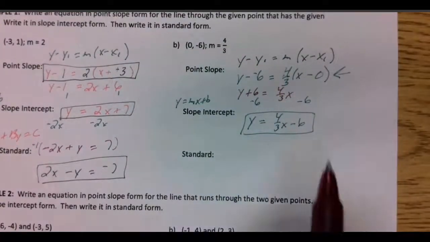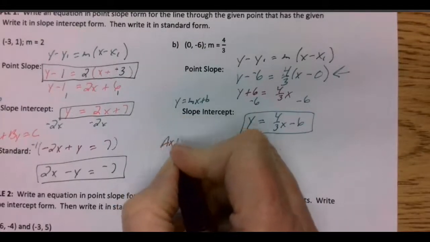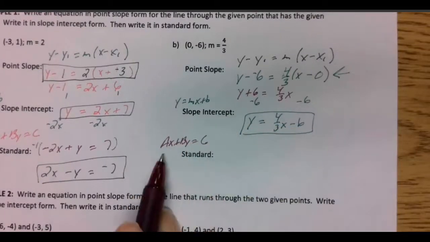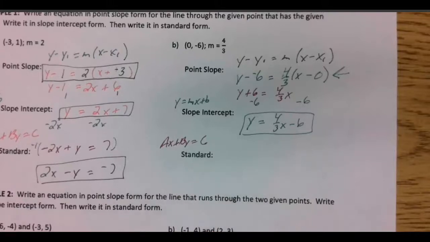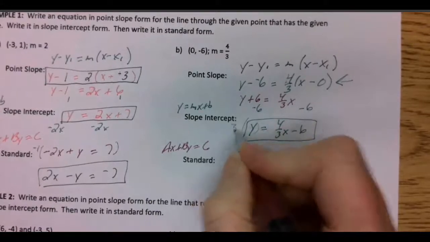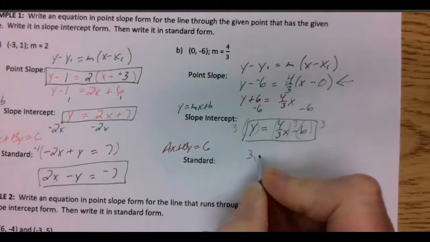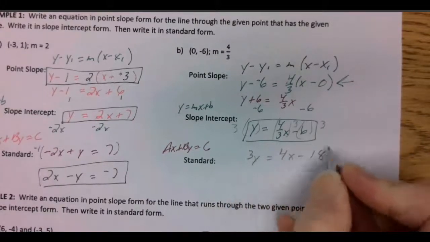To get it into standard form, let's write that down again: ax plus by is equal to c. Remember, no fractions, and a has to be positive. We have a fraction, so the first thing I'm going to do is multiply everything by a 3. So I get 3y is equal to, my 3's cancel, 4x minus 18.